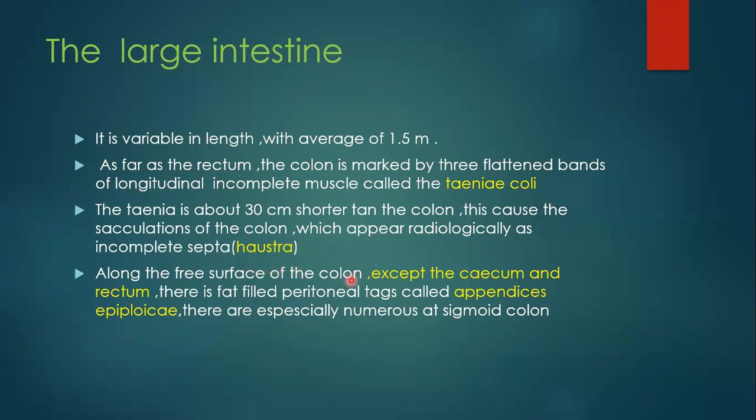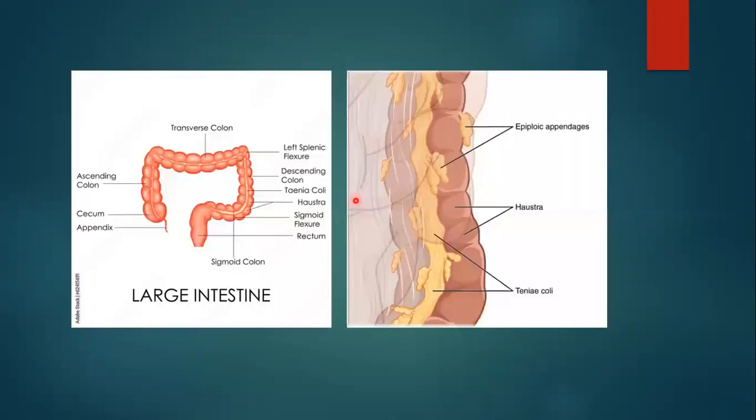Along the free surface of the colon, except for the cecum and rectum, there are fat-filled peritoneal tags called appendices epiploicae. They are especially numerous in the sigmoid colon. This picture shows gross anatomy of the large bowel: appendix, cecum, ascending colon, hepatic flexure, transverse colon, splenic flexure, descending colon, sigmoid colon, and then rectum. This picture shows the longitudinal taenia coli, these haustra, incomplete septa, and these appendices epiploicae.